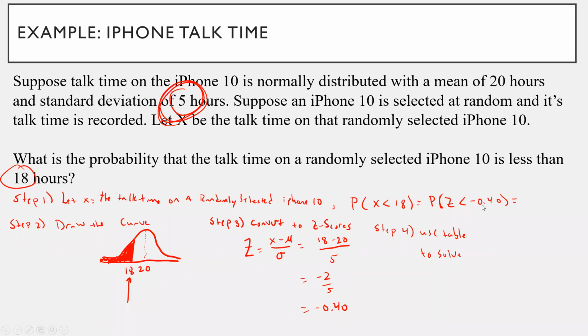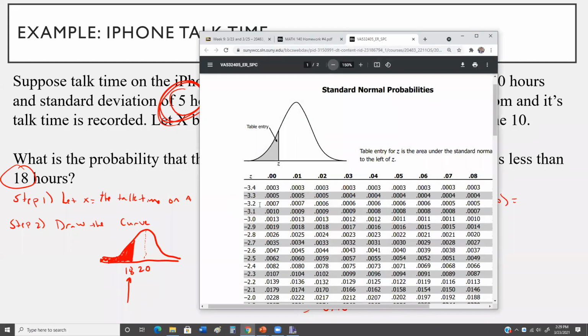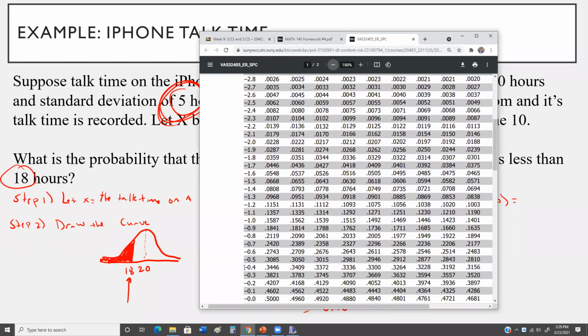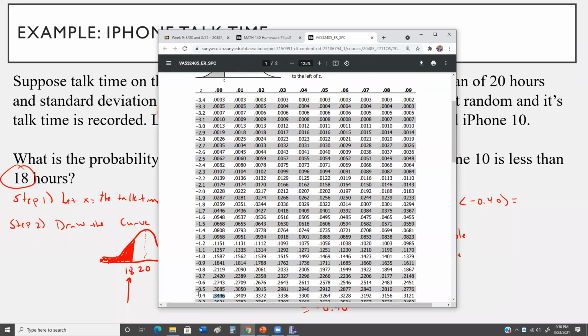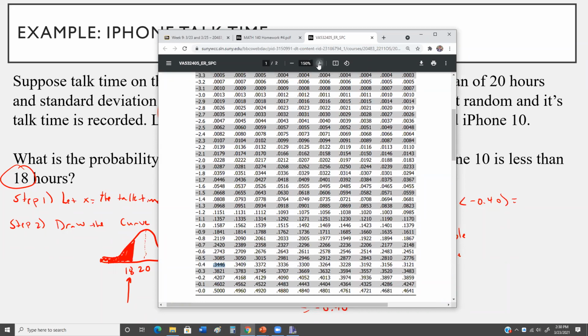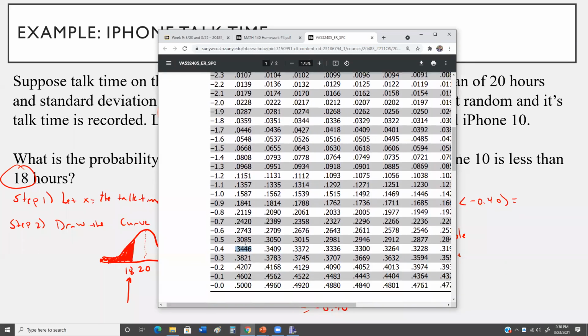So the first 2 digits are negative 0.4, which is right here, negative 0.4. And then the last digit is a 0, which gets me 0.3446. Does everybody see that? Negative 0.4 and then 0.3446. Can I get one thumbs up that you got the same number? And that's it. That's the problem. 0.3446.